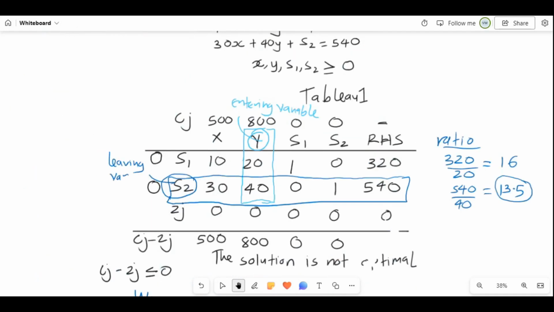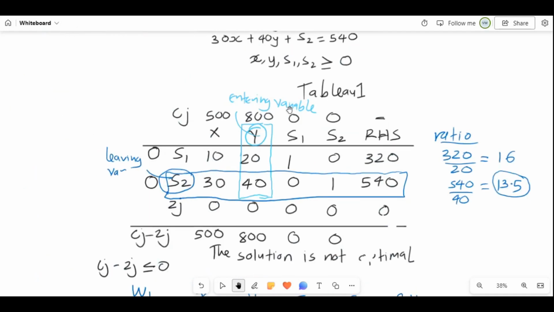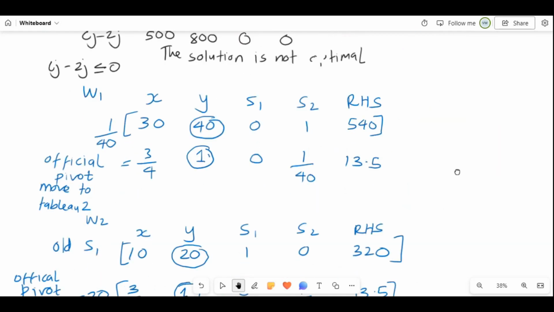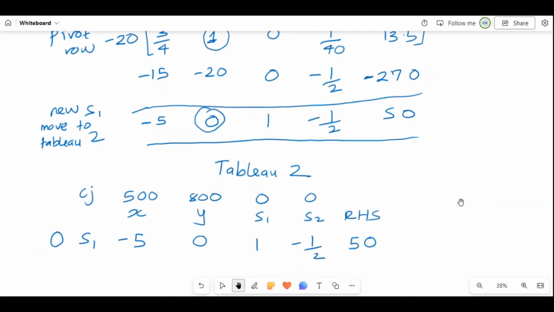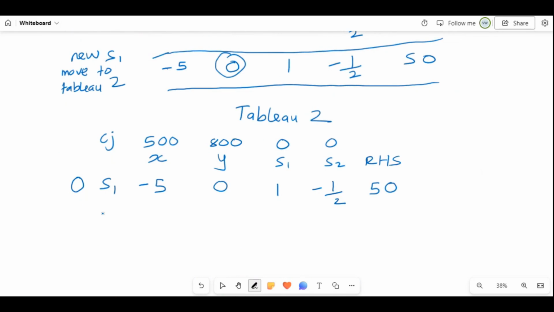Because why are we saying Y? Because we say that Y is the entering variable. So we replace that with Y. And now because we have Y, the coefficient of Y here is 800.